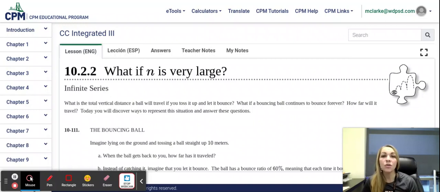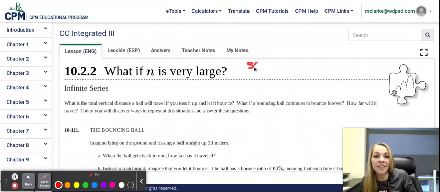The first thing I need you to do is remember what we did yesterday, because infinite series stem from what we learned from geometric series. So go ahead and remember or find, maybe look it up in your green notes, the geometric series formula. As a reminder, that is the sum of all the terms.